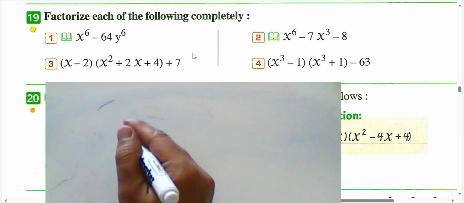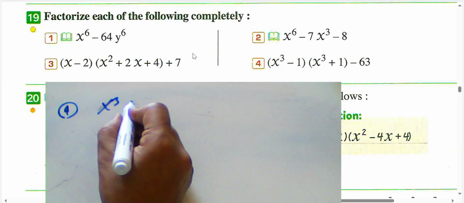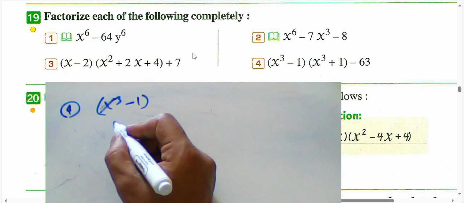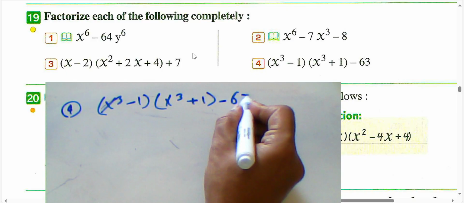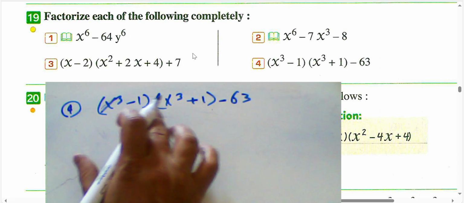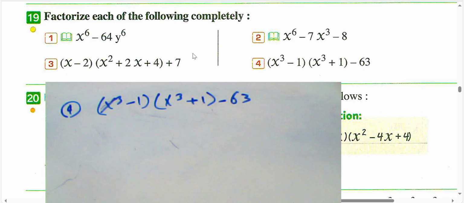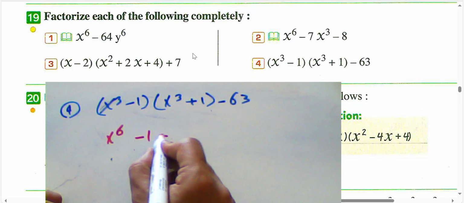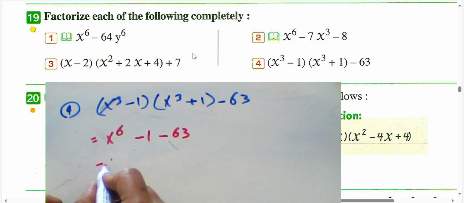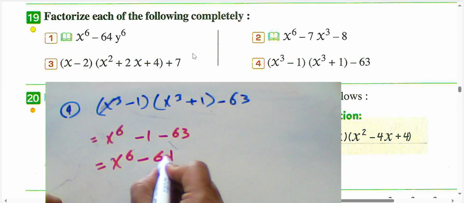Next question, number 4. X power 3 minus 1 product by x power 3 plus 1 subtract by 63. We have here a product between two conjugate terms, first by first and second by second. X power 3 times x power 3 will be x power 6. Negative 1 times 1 will be negative 1 minus 63. Right, x power 6, negative 1 minus 63, negative 64.